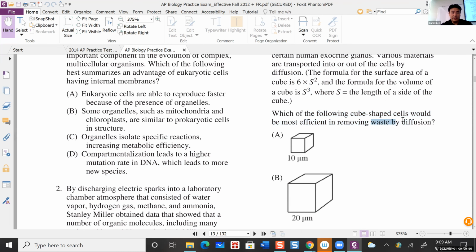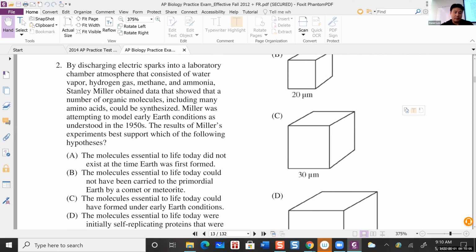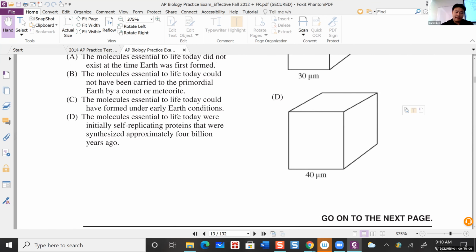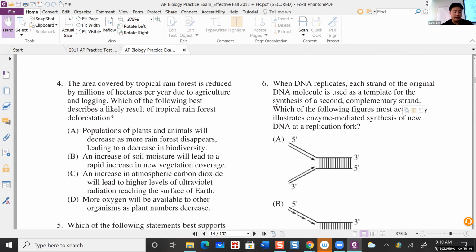This is the reason cells have to remain small. They have to have maximum surface area to volume ratio. A large cell, like the one on the bottom, has very little surface area relative to the volume, and that makes them inefficient in obtaining nutrients and getting rid of waste.